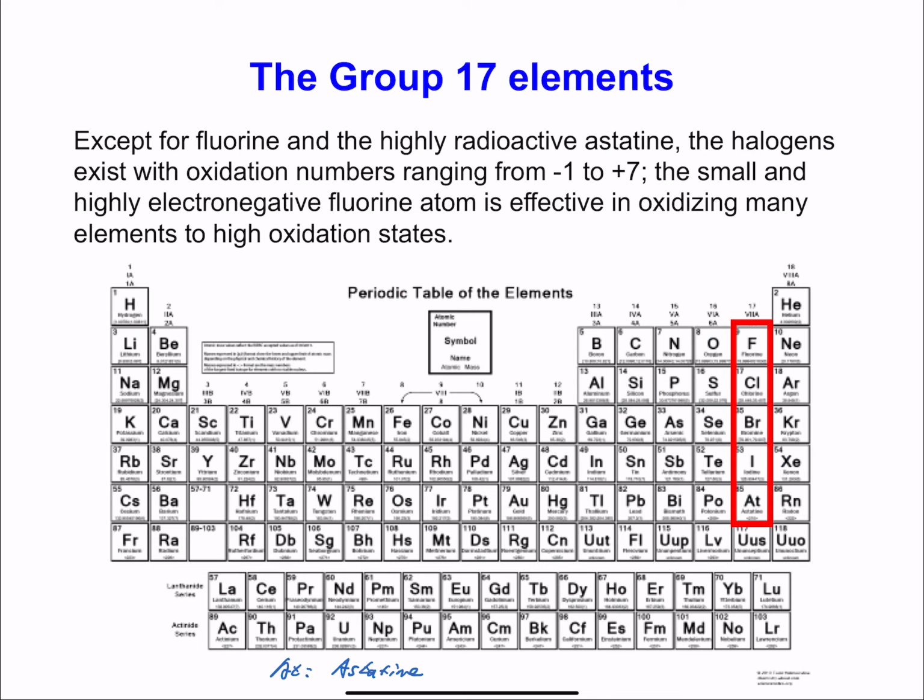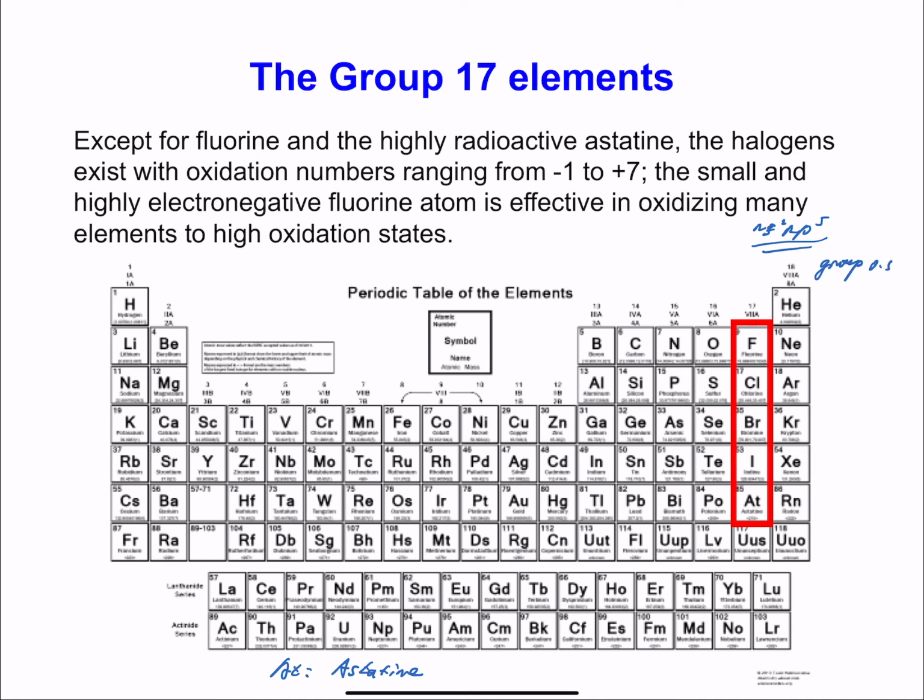All right, let's move to group 17. We have group 17: fluorine, chlorine, bromine, iodine, and astatine. The reason we call this group 17 is that they adopt ns2 np5, so outside they have 7 electrons. Make sure you can write the electronic structure for this group. And what's the group oxidation number?